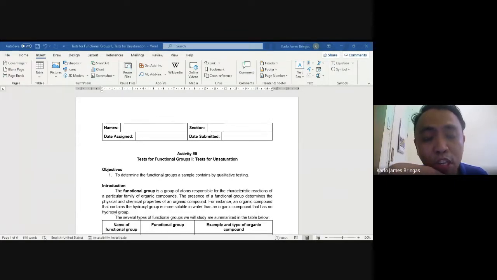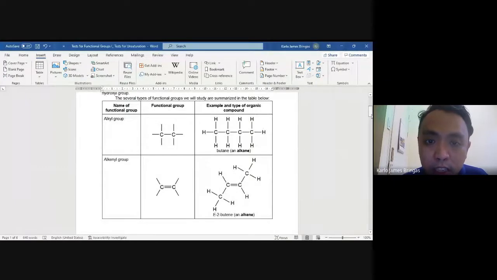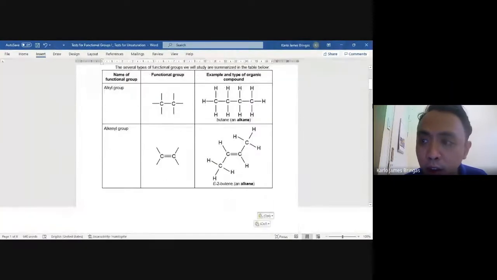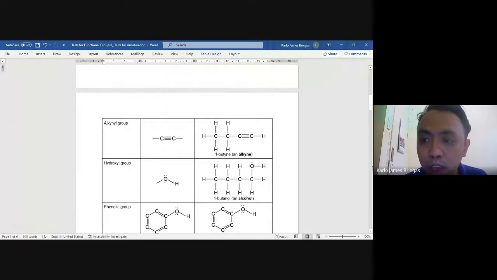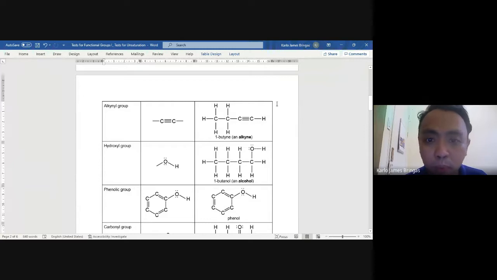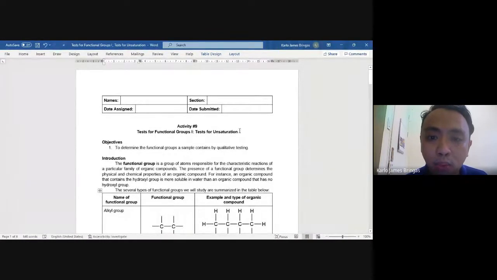So there are a couple of functional groups that we have. I'm sure that in your lecture, you might have already gone into the functional groups at this point. A couple of functional groups can be seen in our worksheet. For this activity, we'll just focus on the first three: the alkyl group, the alkenyl group, and also your alkynyl group. How we can differentiate them from one another is by our tests for unsaturation.